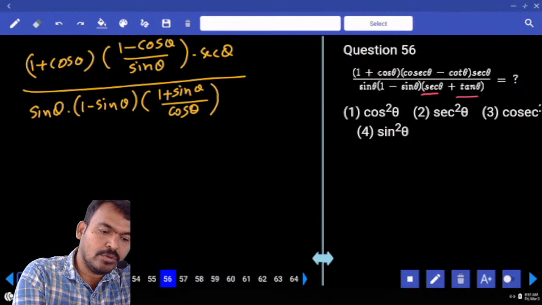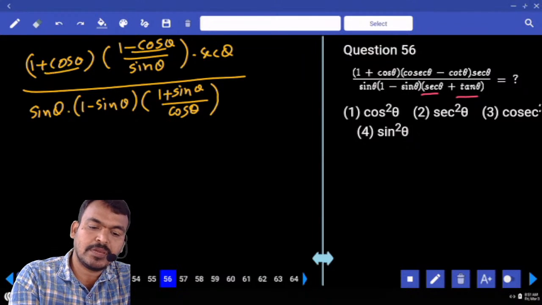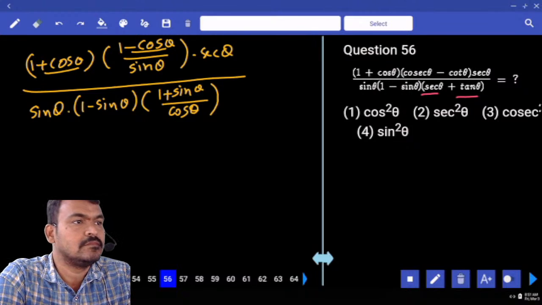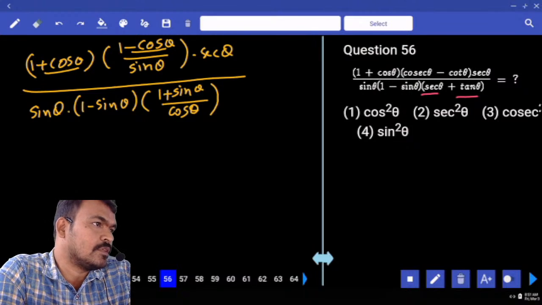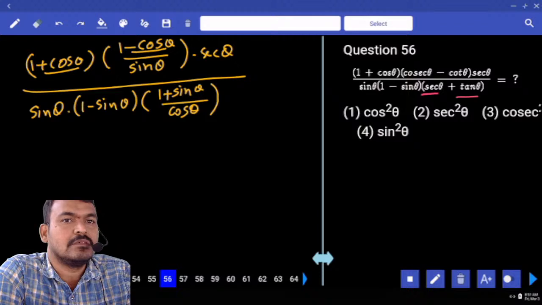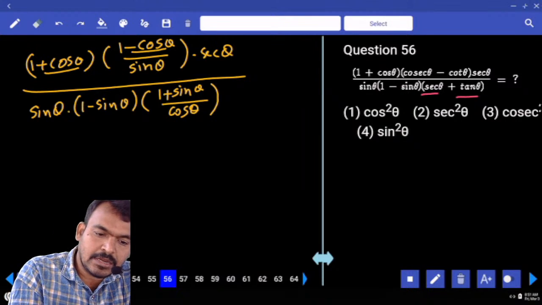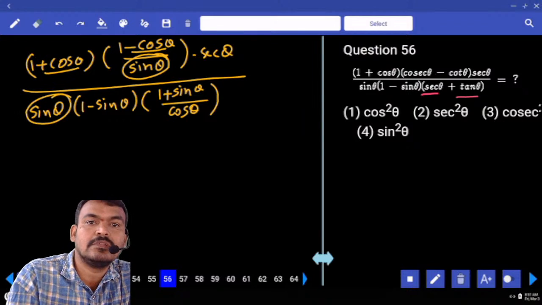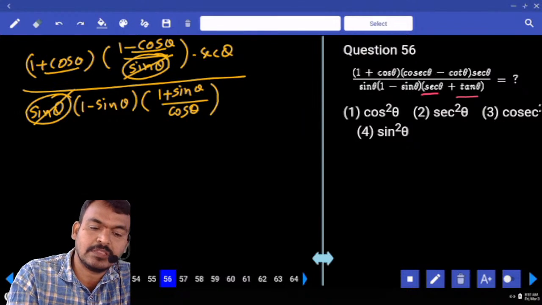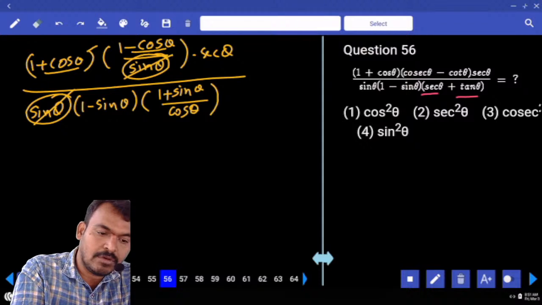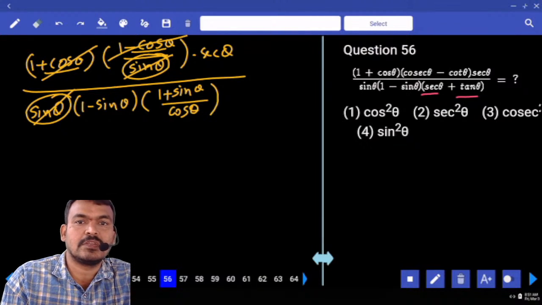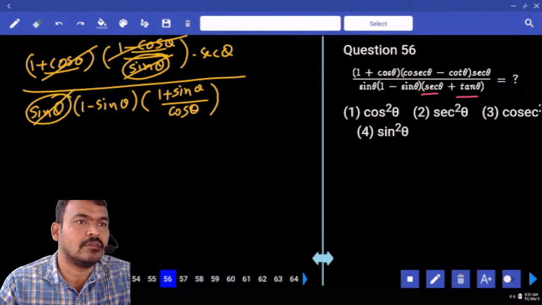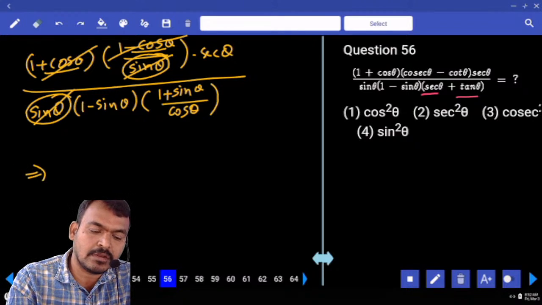First, numerator: 1 plus cos theta into 1 minus cos theta, that is 1 minus cos square theta, which means sin square theta. And here the denominator is sin theta, here also sin theta. Sin theta into sin theta, sin square theta. 1 plus cos theta into 1 minus cos theta gives sin square theta. Both are cancelled. What is the remaining value in the numerator?